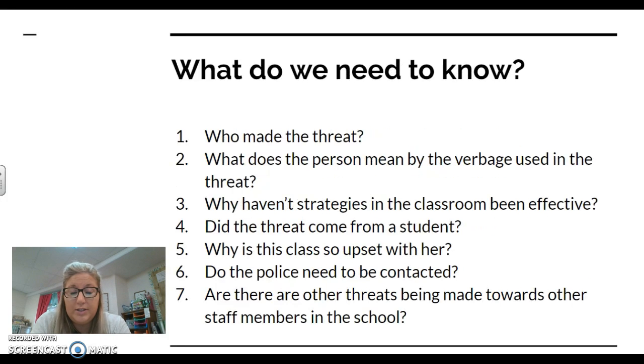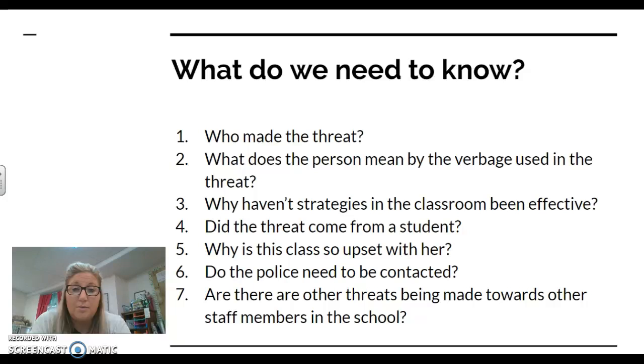What we do need to know is who made the threat. Right now there are assumptions going on, but we are not for sure. We don't have any evidence of it. What does the person mean by the verbiage used in the threat? In the threat, it says that Miss Tate needs to disappear.